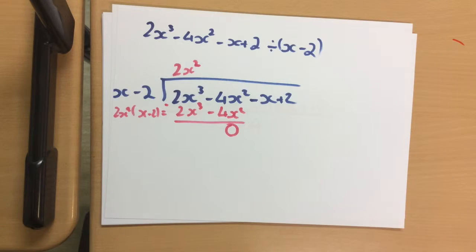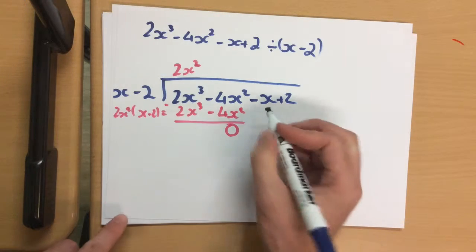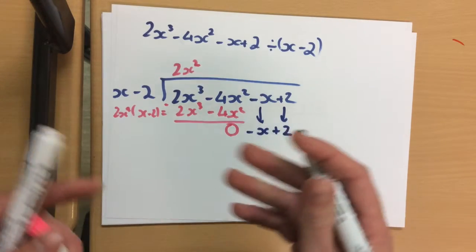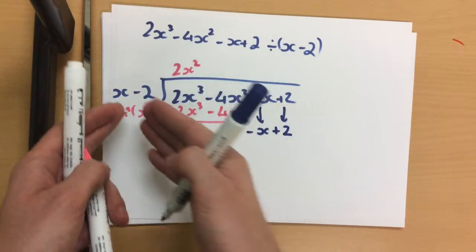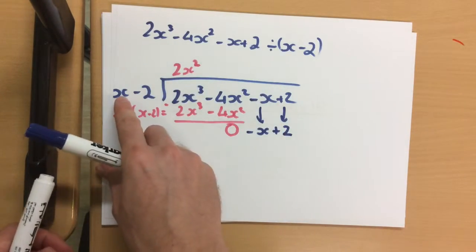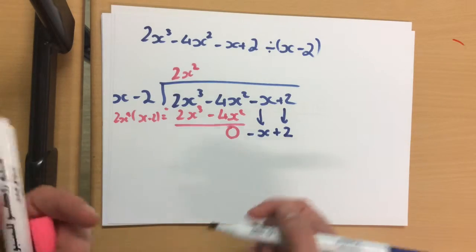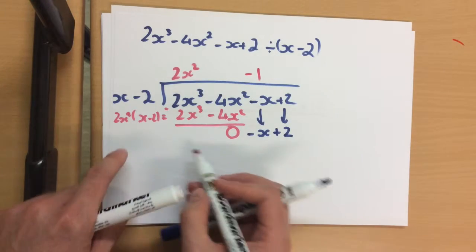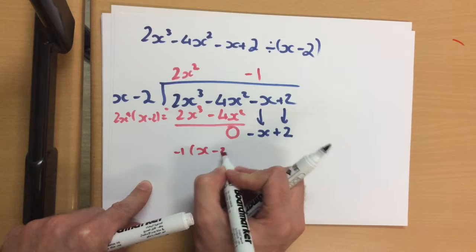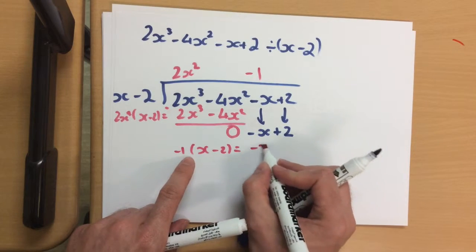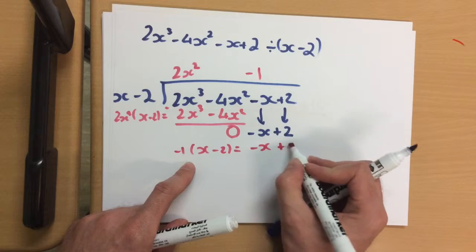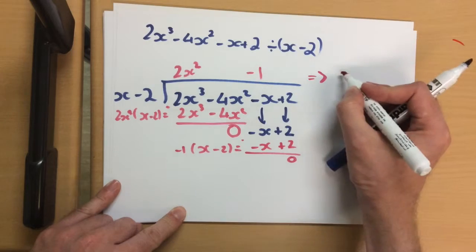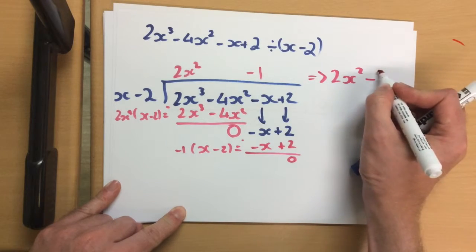Okay, we've run out of stuff to do. Well, not quite. We've still got these two bits to take down. So we've got minus x and a plus 2. Because that's already cancelled, we just skip down to the next part. To get x to negative x, times by negative 1. So negative 1 times x minus 2 gives us negative x plus 2, which is 0. So our answer is 2x squared subtract 1.